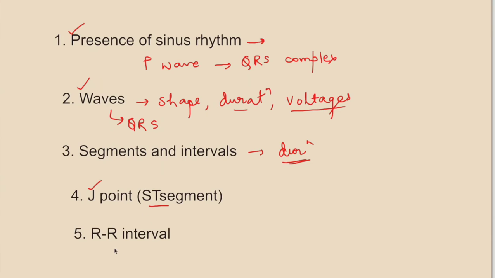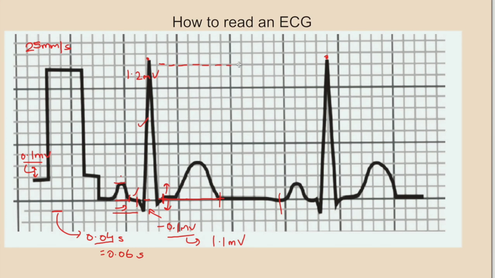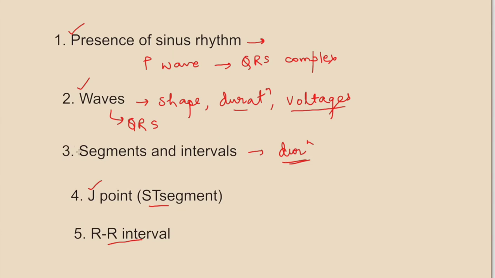Then next we have to look for the RR interval. Now this RR interval gives us information about the heart rate, and what we do is we count the number of small squares between the peaks of two R waves, and to calculate heart rate we use one formula: 1500 divided by the RR interval, where the RR interval is represented as the number of small squares between the two R peaks. So this will give you the heart rate.